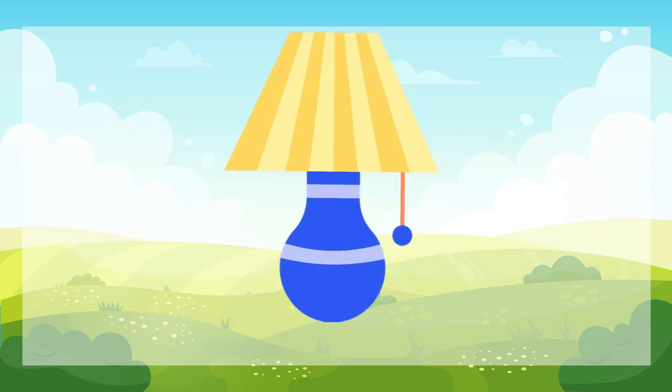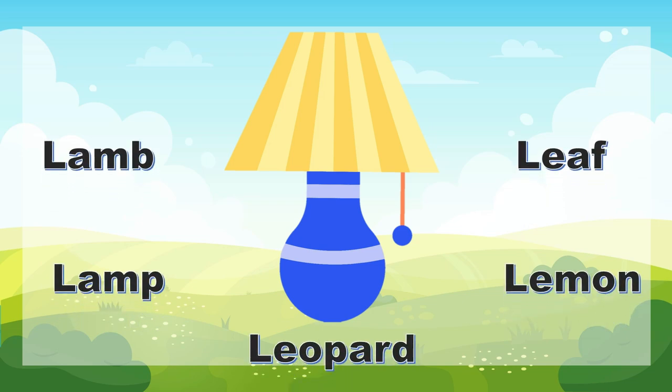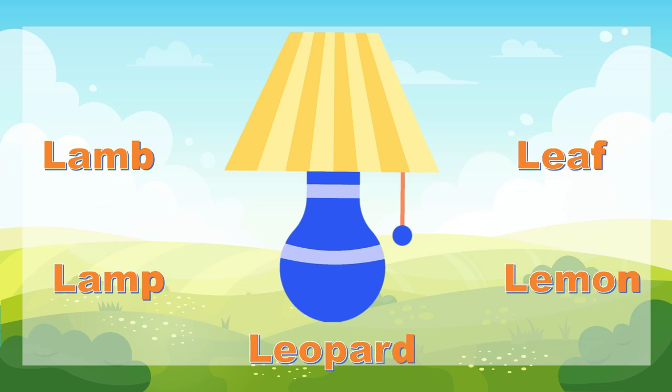How about this one? What picture do you see? Is it a lamb, a lamp, a leopard, a leaf, or a lemon? That's right, it's a lamp.